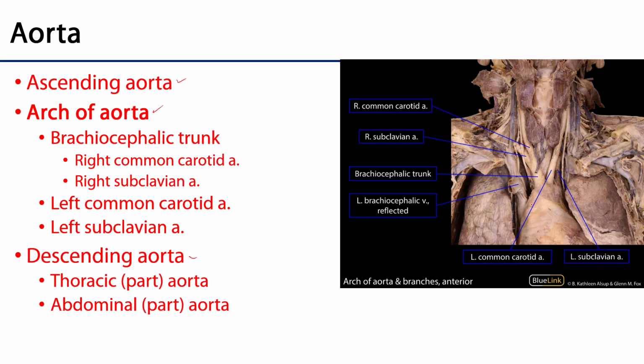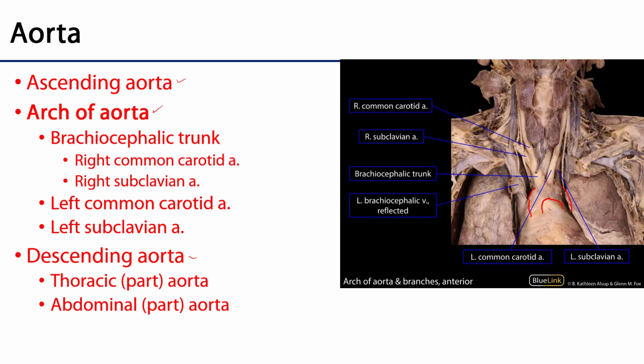The ascending aorta leaves the heart, conducting blood from the left ventricle, and it feeds directly into the arch of the aorta. From there, it descends, and it has two parts. The part within the thorax is known as the thoracic part, or thoracic aorta. Once it crosses the diaphragm, it's known as the abdominal part, or the abdominal aorta.